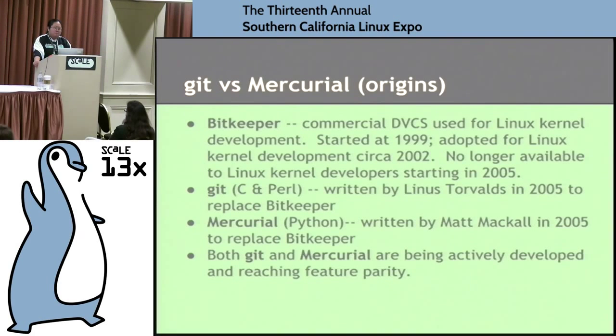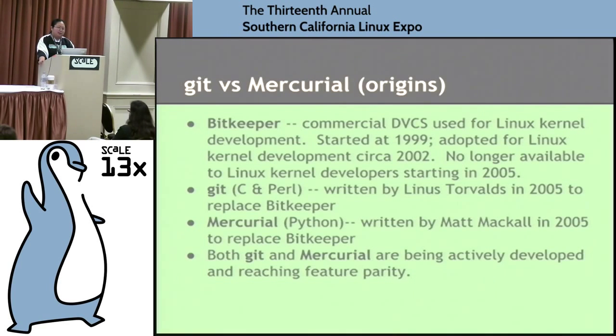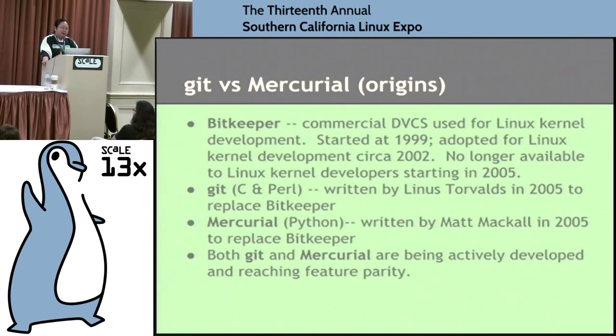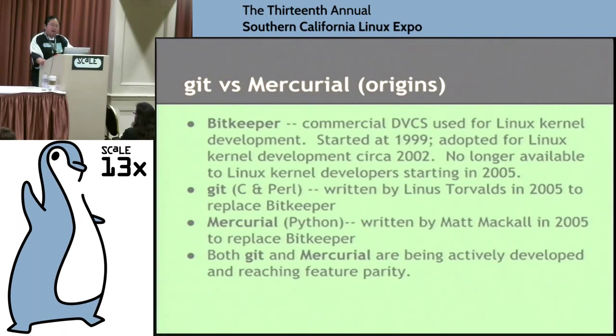And due to something or another, which I won't get into because I don't know the details, they were no longer allowed to use it, and they had to find a different system. But they had grown accustomed to those features. So, of course, being developers, they did what developers do, and they rolled their own tools. Git was written in C and Perl, by Linus Torvalds. And Mercurial was written in Python, by Matt McCall. I am not really that into what goes on in the Linux kernel scene, so that's the most I can tell you.